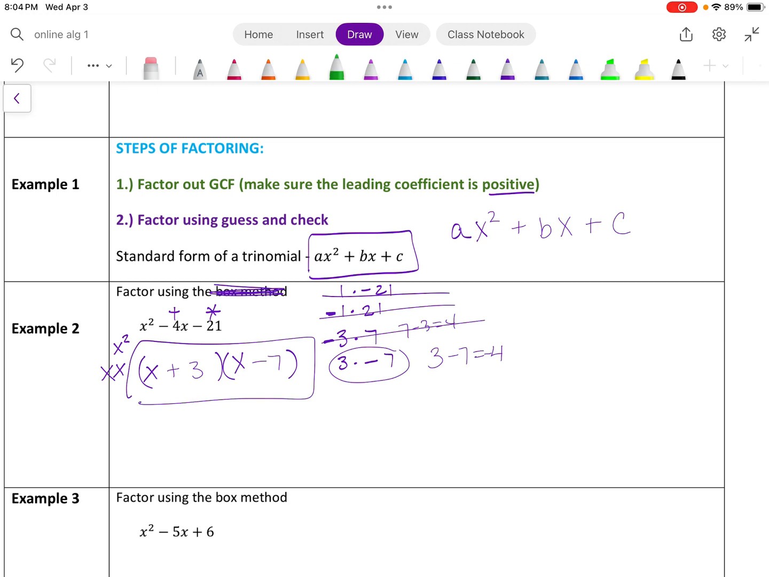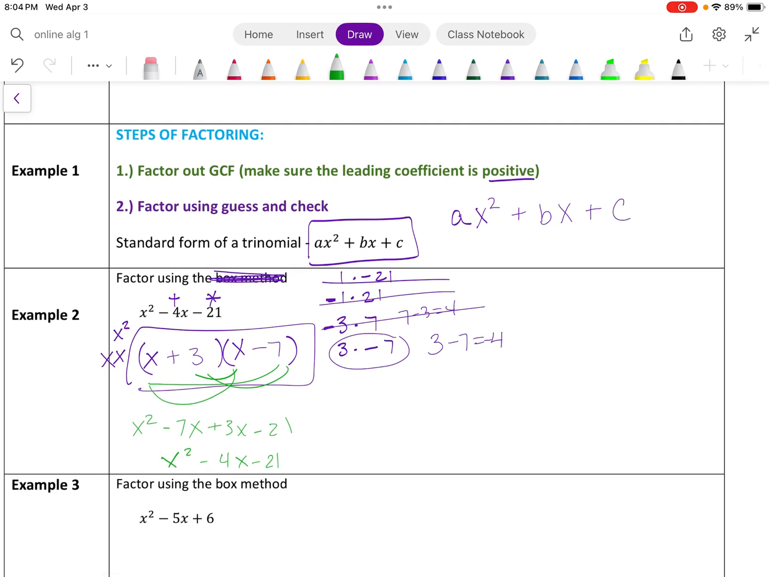We could multiply that to check it out. X times x is x squared. X times negative 7 is negative 7x. 3 times x is 3x. 3 times negative 7 is negative 21. There is our trinomial that we started with. That's how we know we have the correct answer.